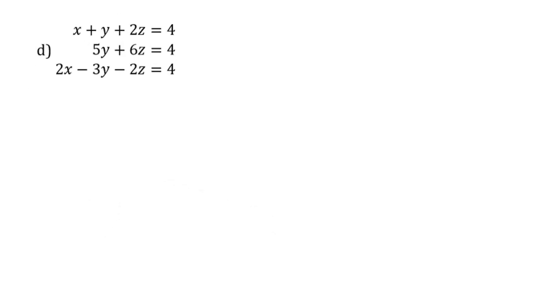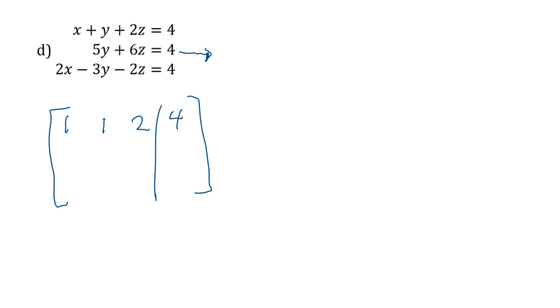What is going on in this one? All right. So guys, you can see that there's a variable missing already. And as we talked about earlier in the video, it's a good idea to have your zeros at the bottom. So you may want to make this row 3 right from the beginning, or at least row 2. So we have a 1, 1, 2, our equal sign, and 4. We have a 0, 5, 6, and 4. 2, -3, -2, and 4.